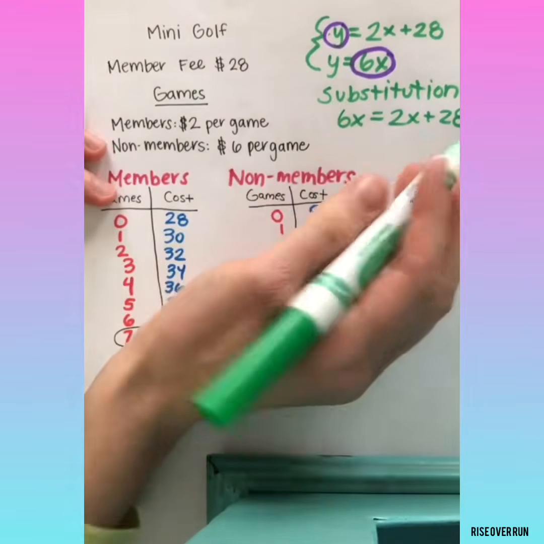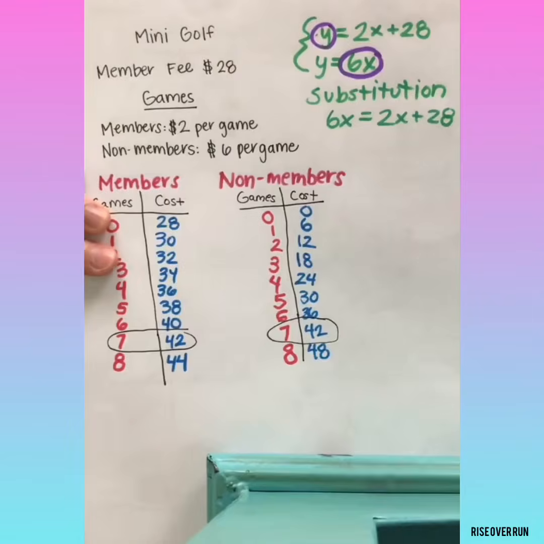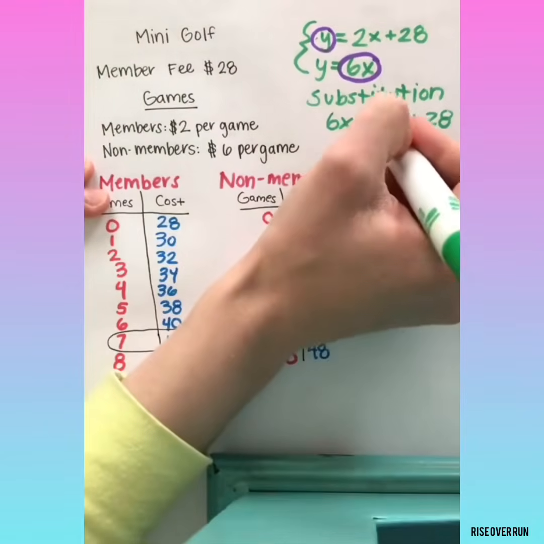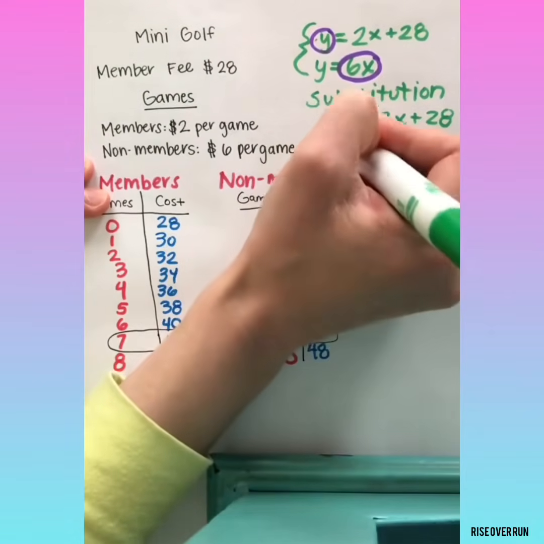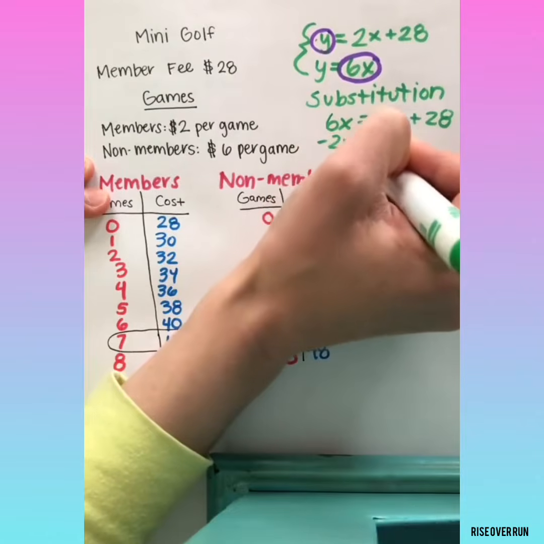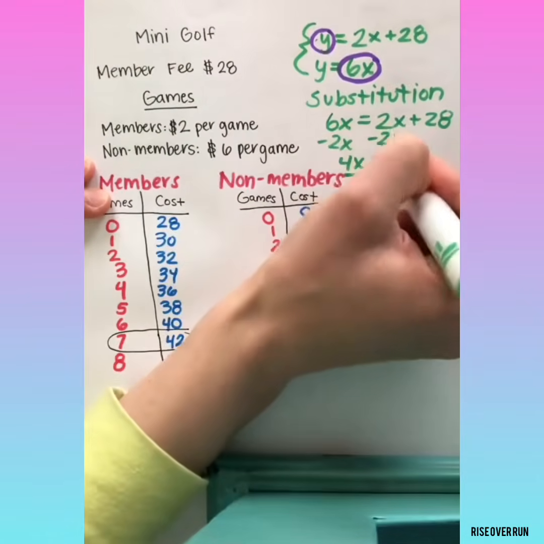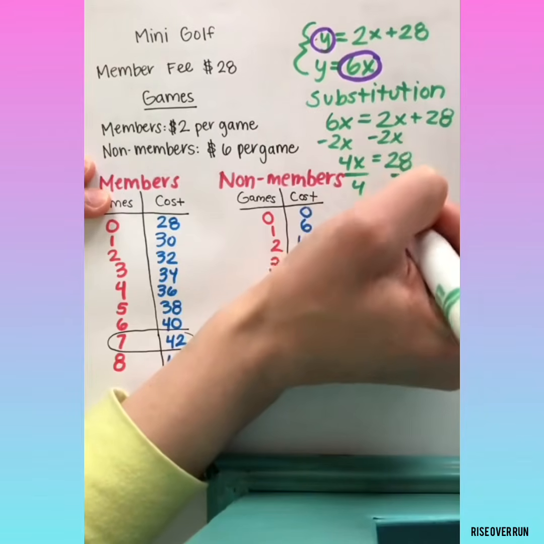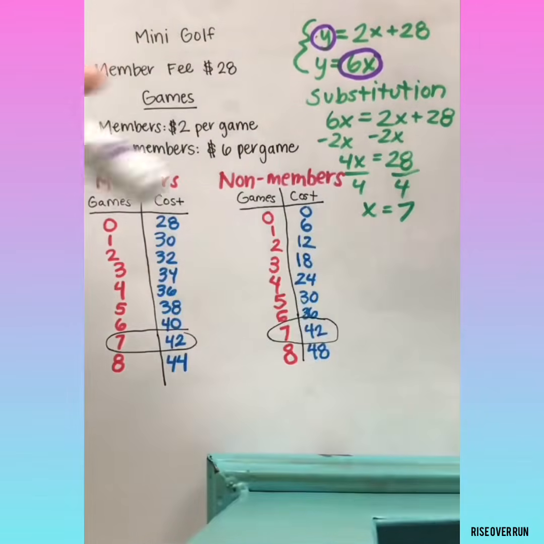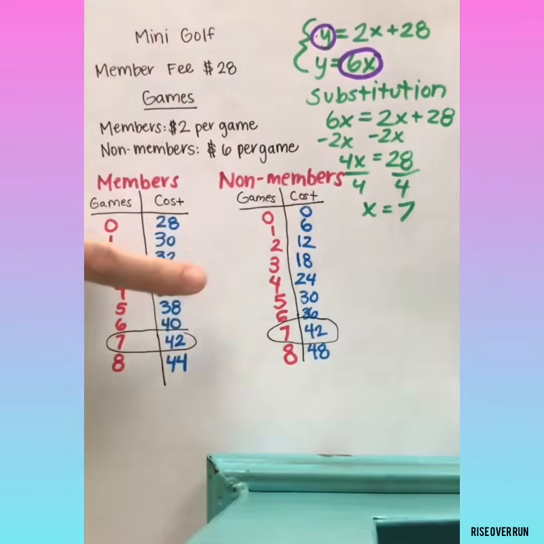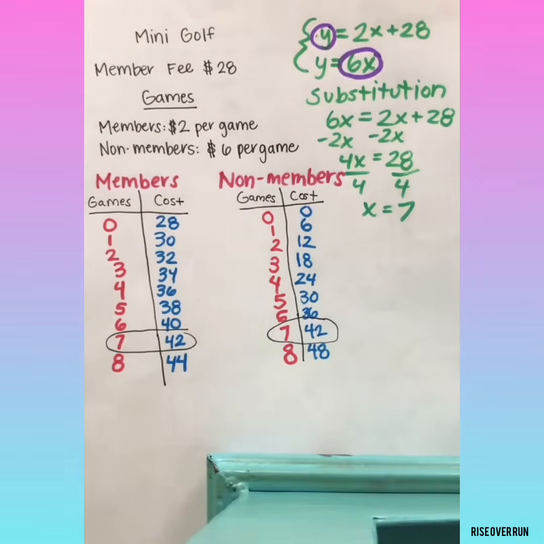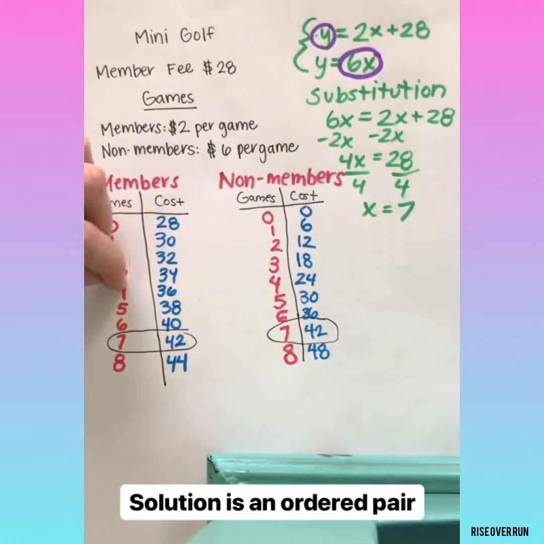Now we can solve like we have done before with variables on both sides. Divide by 4. Remember what x means? It means the number of games. So 7 is the number of games that will cost the same for members and non-members.